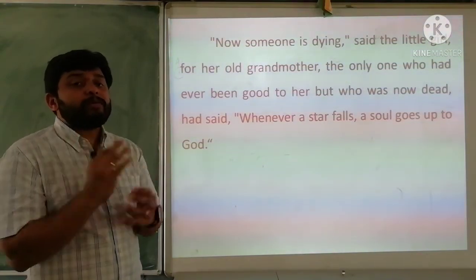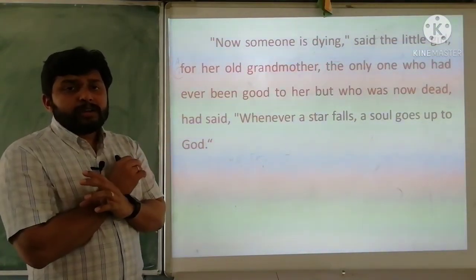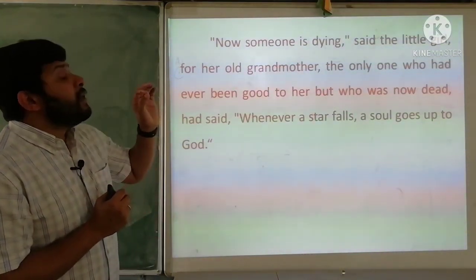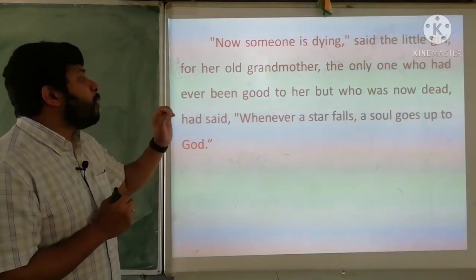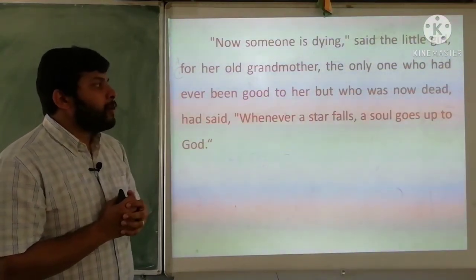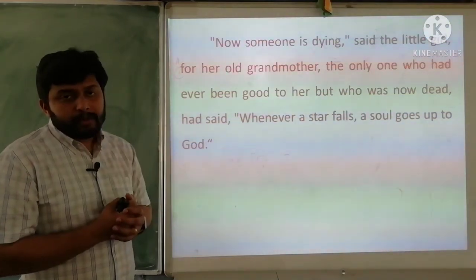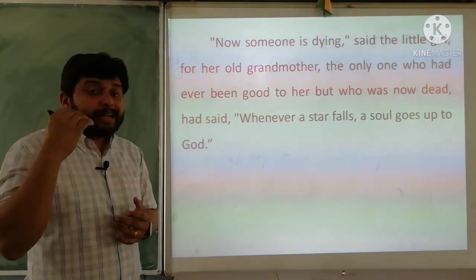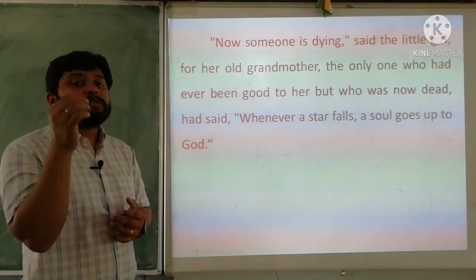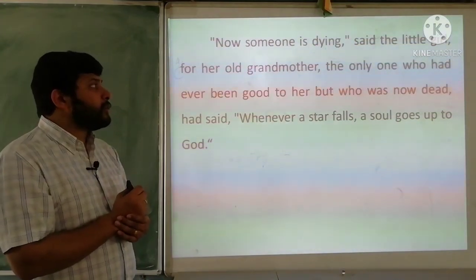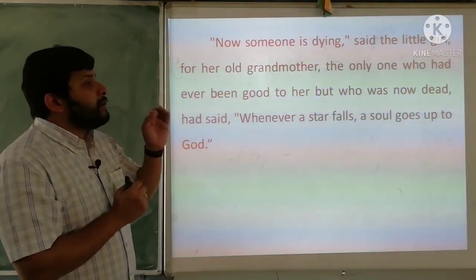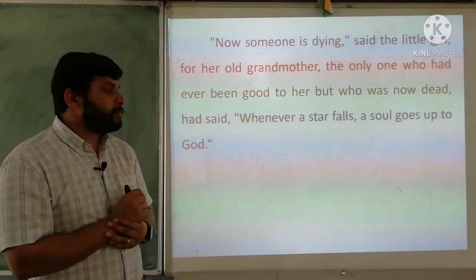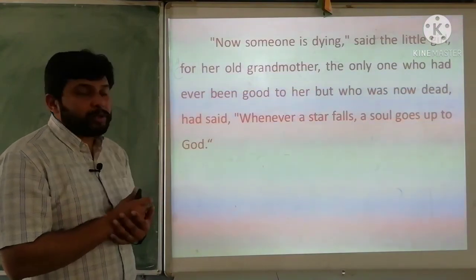She was loving her grandmother very much. She was so fond of her grandmother. The reason was that her grandmother was the only one who had ever been good to her, but who was now dead, who had died years before. Still the little girl is remembering the words told by her grandmother: somebody will die and their soul will go up to God. That's why the star is falling down and the soul goes up to God.